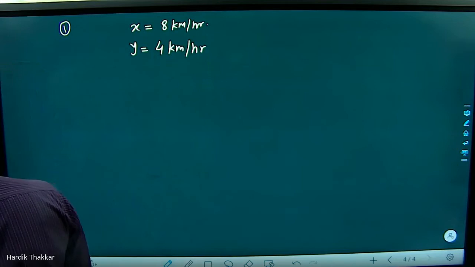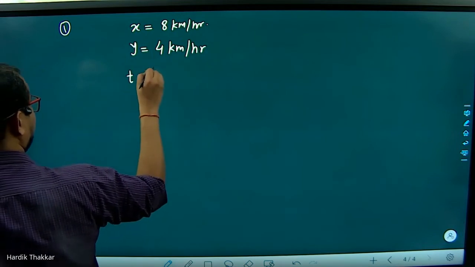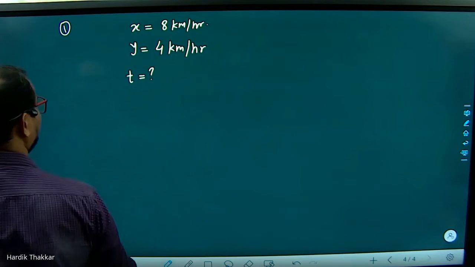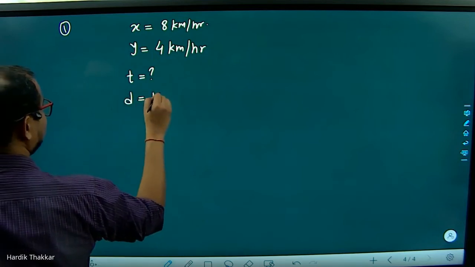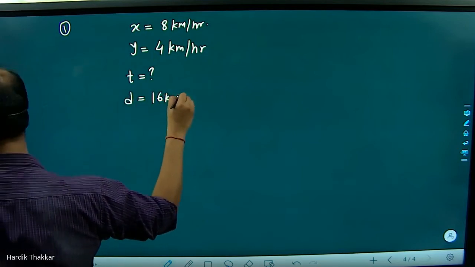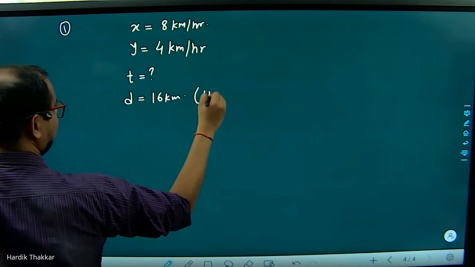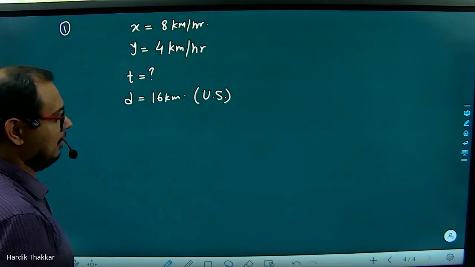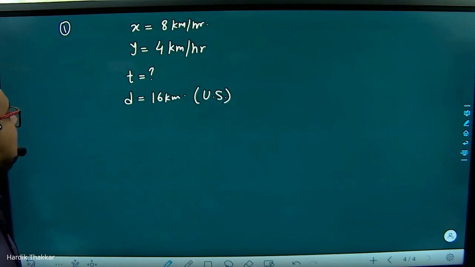Then find the time taken by the woman to cover the distance of 16 kilometer. So you have to find the time taken by the woman to cover the distance of 16 kilometer in case of upstream. So in case of upstream, how much time will she take? This you have to determine.